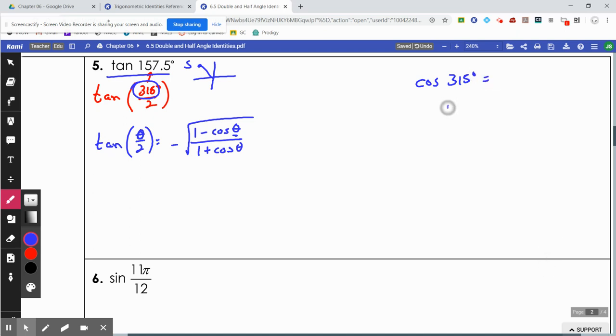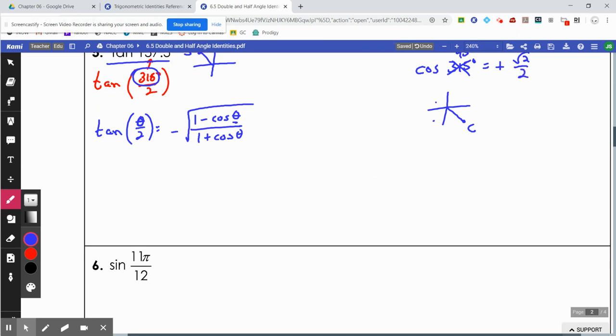So to get this to work, we've got to figure out what is the cosine of 315. Well, to figure that out, all students take calculus. 315 is going to be down here in the fourth quadrant. Cosine will be positive. Our reference angle is 45 degrees, so the cosine of 45 is root 2 over 2. So everywhere you have the cosine of 315, we're simply going to replace it with root 2 over 2.